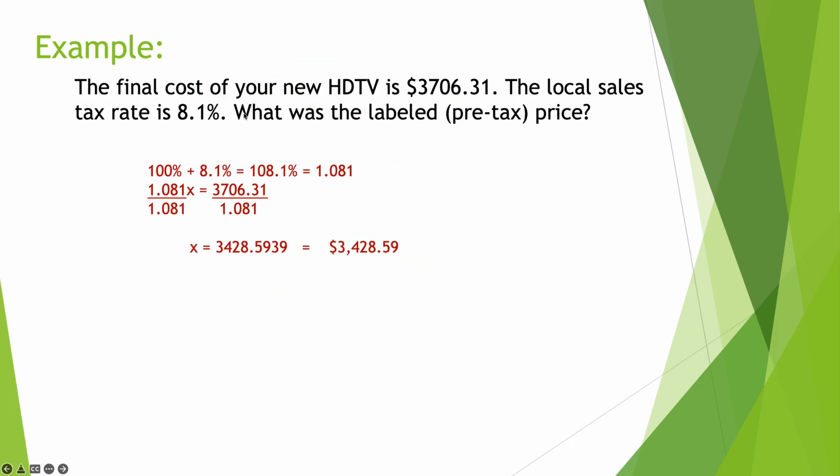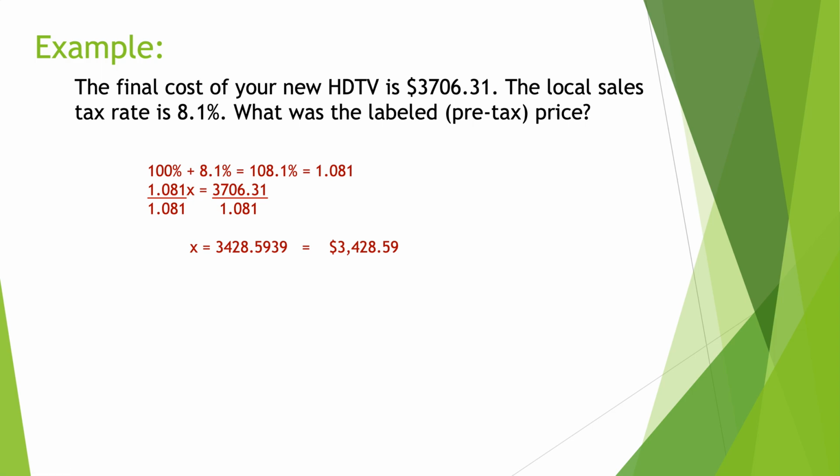Well, again, 100% of the cost of the item plus the 8.1% means it was 1.081. Okay? Right, 108.1%, move that decimal 2 places. And you know that 1.081 times X had to give you that whole price after tax, which is $3,706.31 divided by 1.081, and the original price had to be $3,428.59. Okay? So a little different way to reason with percents there.